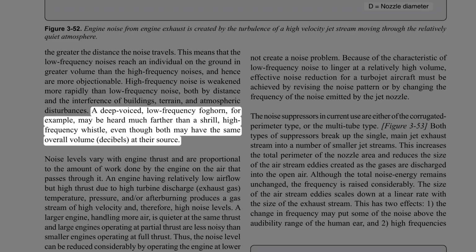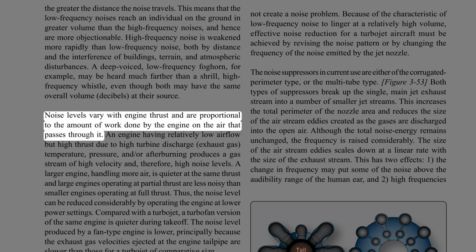A deep-voiced, low-frequency foghorn, for example, may be heard much farther than a shrill, high-frequency whistle, even though both may have the same overall volume, decibels, at their source. Noise levels vary with engine thrust and are proportional to the amount of work done by the engine on the air that passes through it.